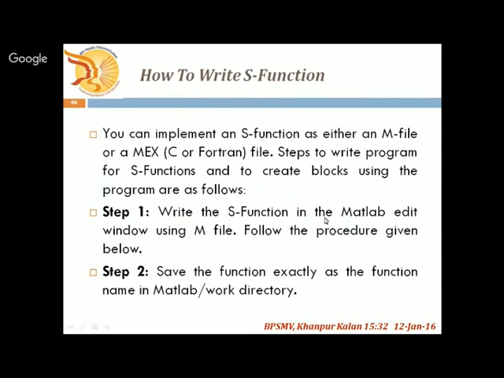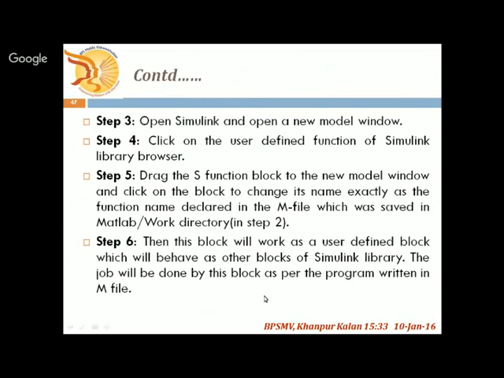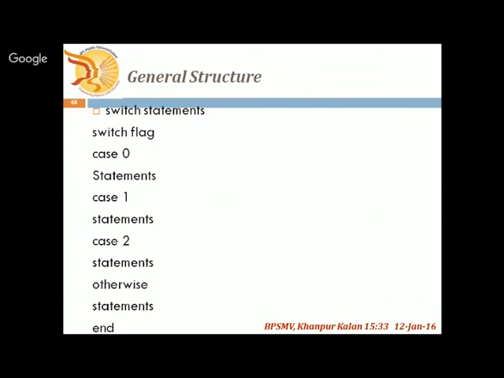Firstly, write the S function in the MATLAB editor window using an M file. Save the function with exactly the same name in the MATLAB work directory. Open Simulink and open a new model window. Click the user-defined functions in the Simulink library browser. Drag the S function block to the new model window and click on the block to change its name exactly as the function name declared in the M file. Then this block will work as a user-defined block, which will behave like the other existing blocks in the Simulink library.